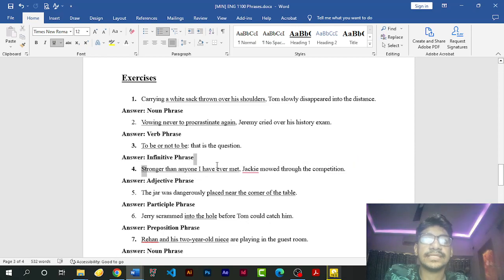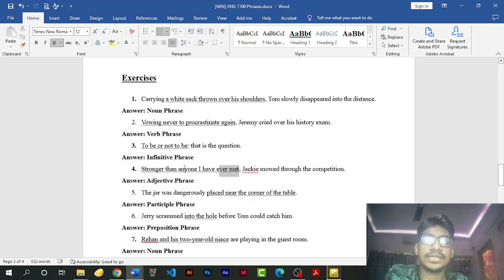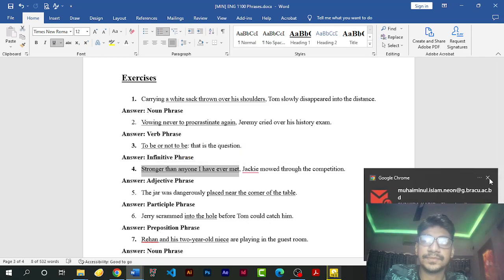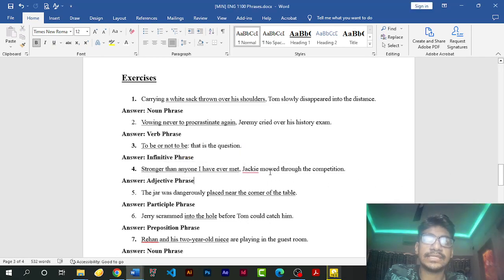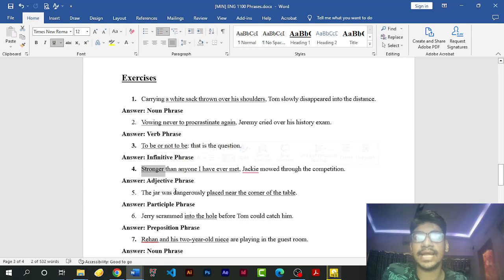So this entire thing is modifying Jackie. It's a quality of Jackie's. Jackie was what? Jackie was stronger than anyone I have ever met. All right, so that's why it's an adjective phrase. Also look at the first word, stronger. The words strong and stronger are adjectives.